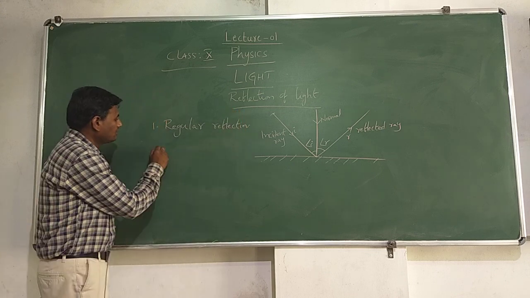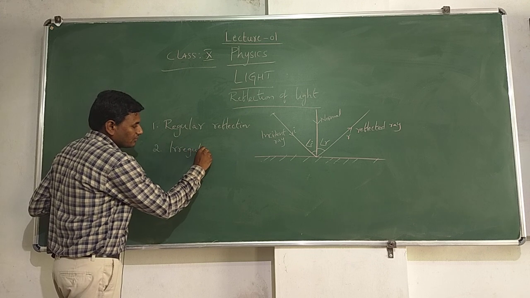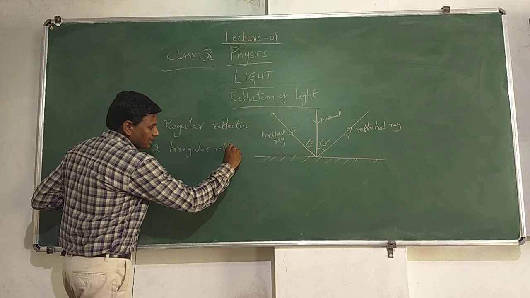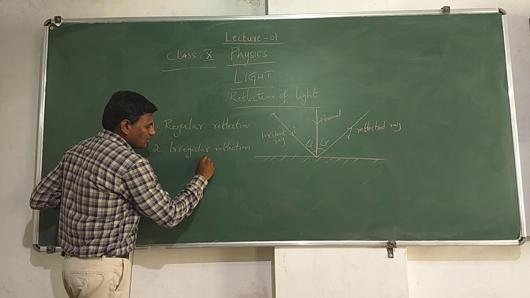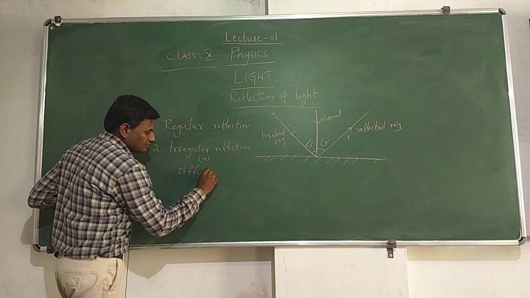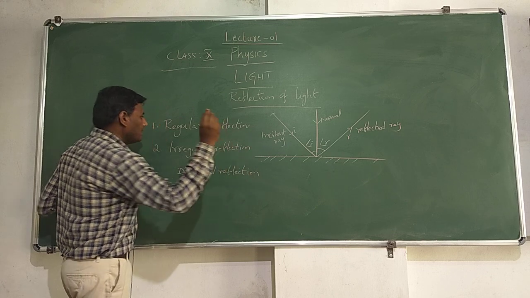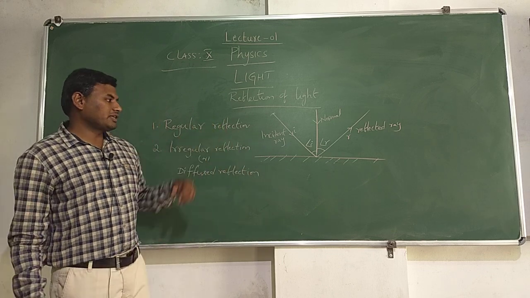Regular reflection. Second one is irregular reflection, or diffused reflection. Let us see what is a regular reflection.